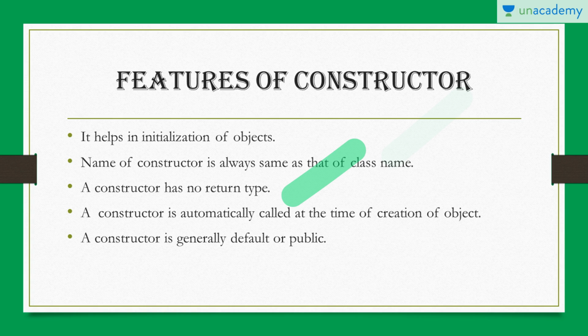A constructor is automatically called at the time of creation of objects, so it will be called automatically while we are creating our object. Now a constructor is generally default or public. It means that only two access modifiers are allowed for a constructor, which are default or public. No other access modifiers are allowed.